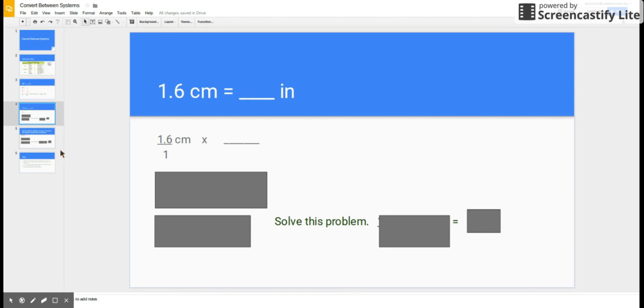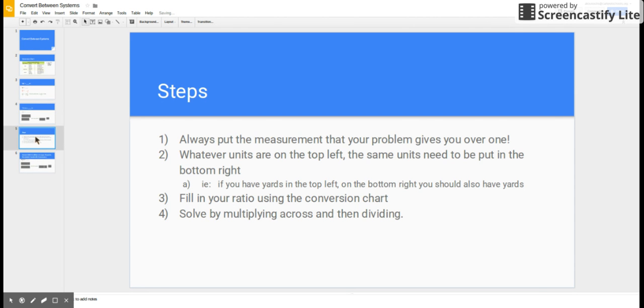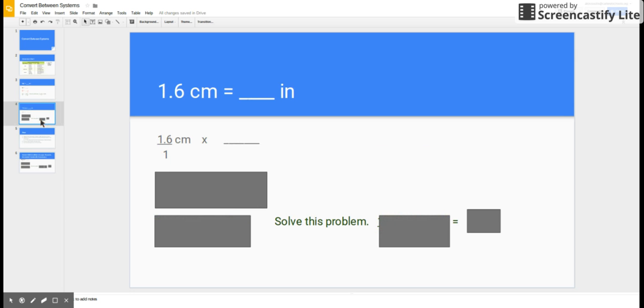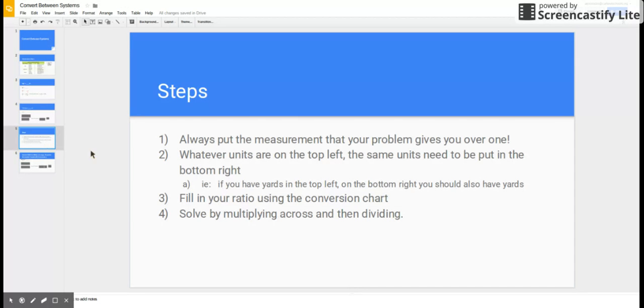I actually have steps written out, so if you want to refer to them, you can. I'd recommend maybe pausing the video so that you can read and take notes on this slide if you'd like. So the first thing I'm going to do is put whatever measurement the problem gives me over 1. Always put the measurement that your problem gives you over 1.